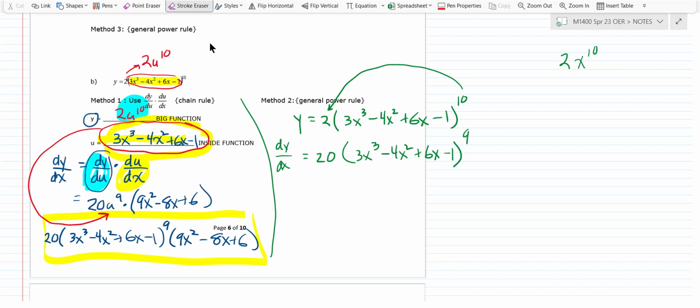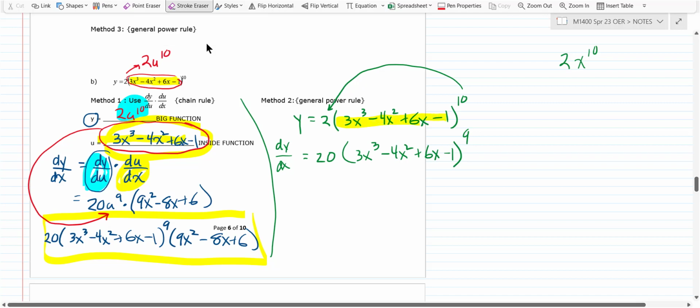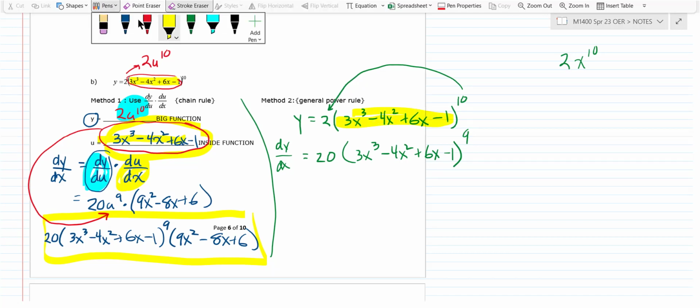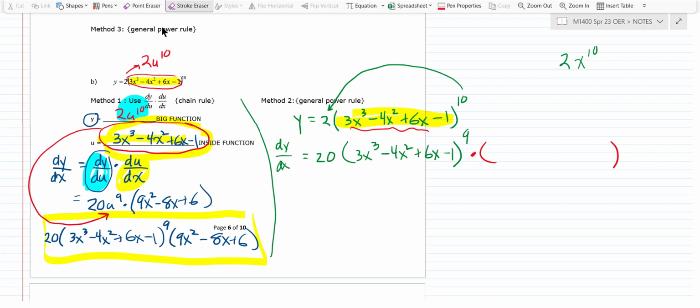But since you have a big function inside of a function, the other thing you've got to do is remember to multiply by the derivative of what's inside. And make sure you have that you're multiplying. So you just do this in your head. So that would be 9x to the second minus 8x plus 6. Obviously, you get the same answer.